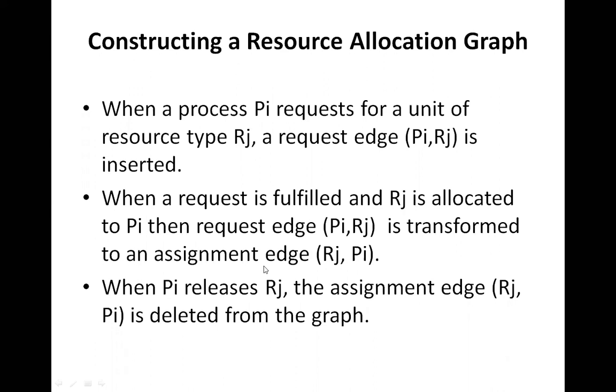The edge which was a request edge is changed into an assignment edge, and that edge becomes Rj to Pi. And when Pi releases Rj after completing its critical section, the assignment edge is deleted from the graph. So this is how we construct the resource allocation graph.